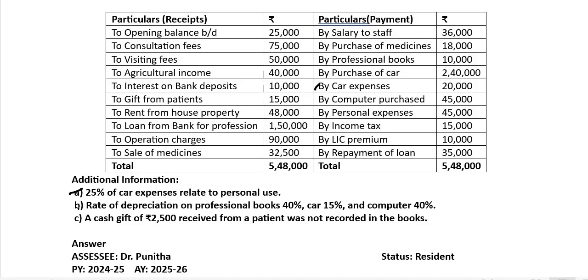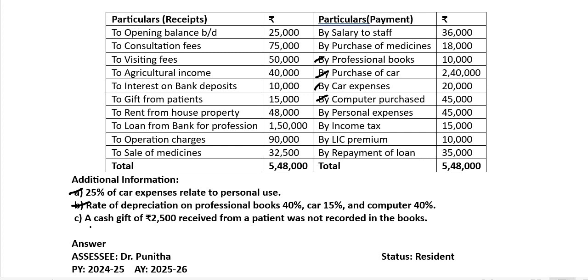Now we will look into the next additional information given: rate of depreciation on professional books. On the payment side, you can see here professional books. So 10,000 into 40% you should write as professional expense. Likewise, car is also given. Here car 2,40,000 into 15% is the depreciation. Likewise, computer. You can see here computer purchase 45,000. 45,000 into 40% is considered as the depreciation.